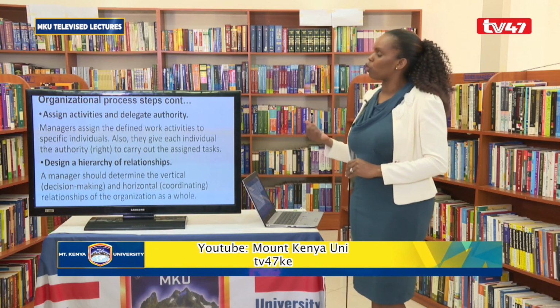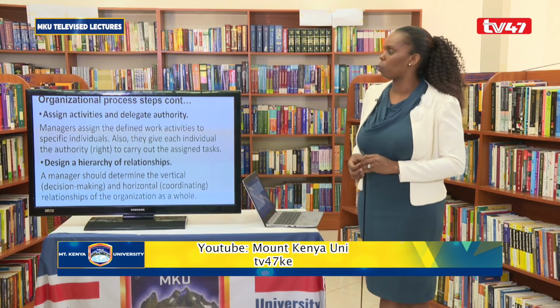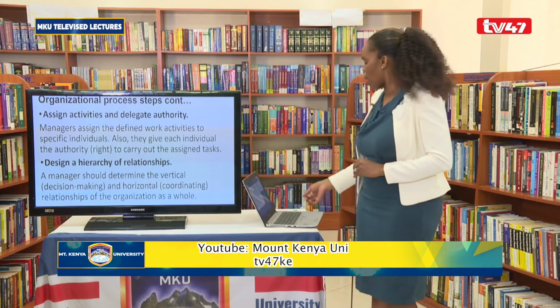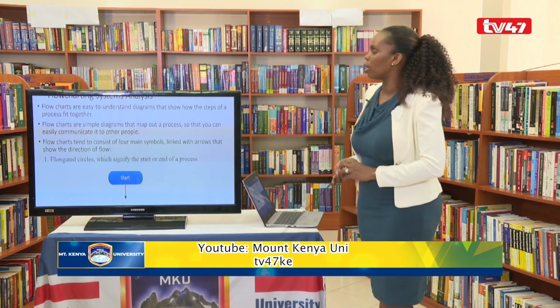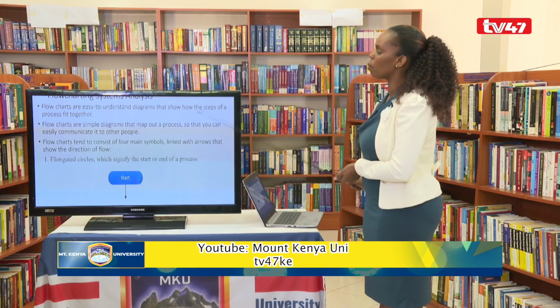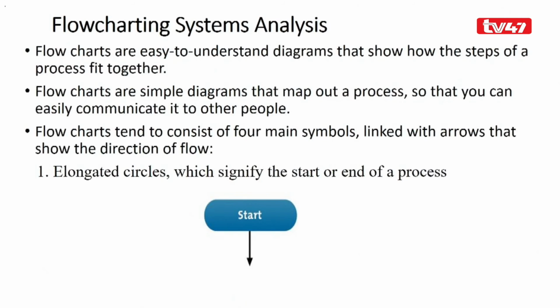Then to manage these organizational processes, we use flowcharts. So it's good for us to understand what flowcharts are, and we'll define them. Flowcharts are easy to understand diagrams that show the steps of a process or the steps of an activity and how that activity fits together.